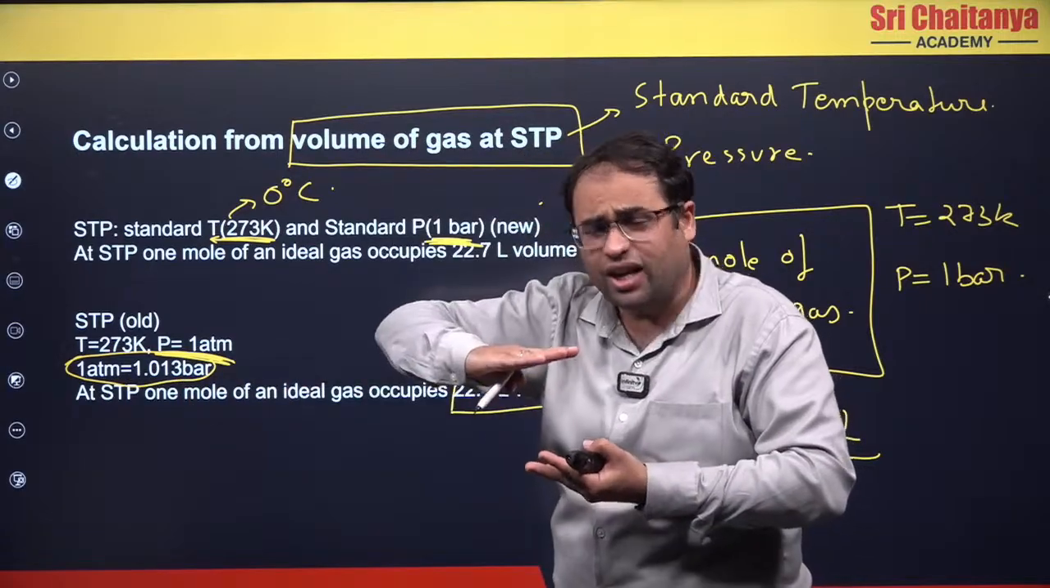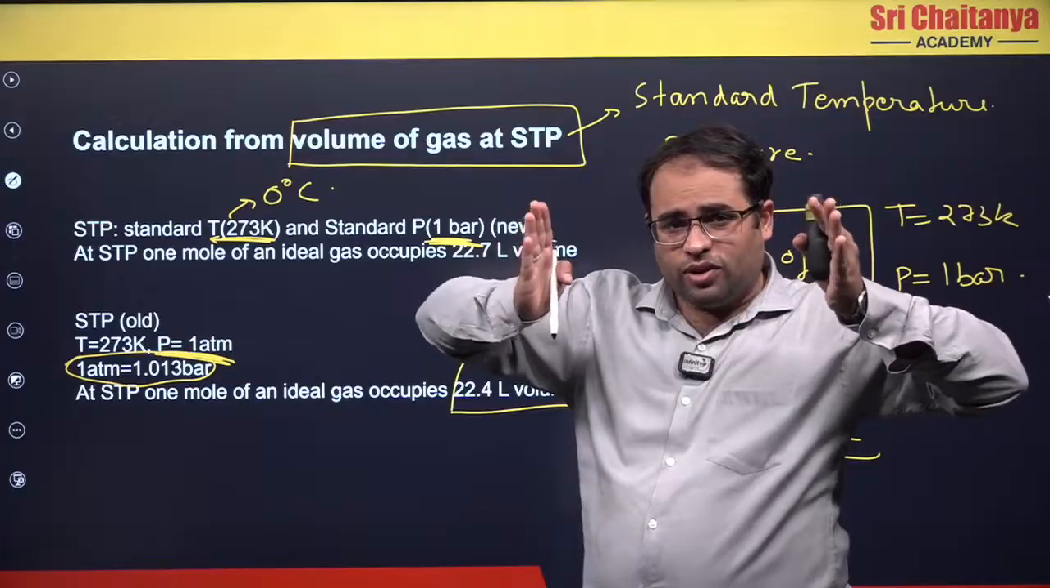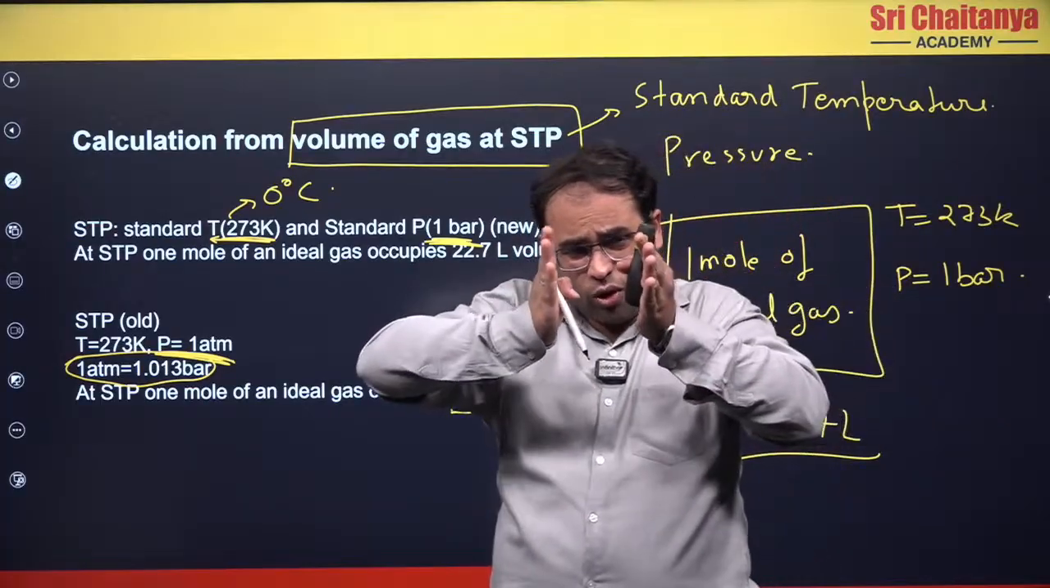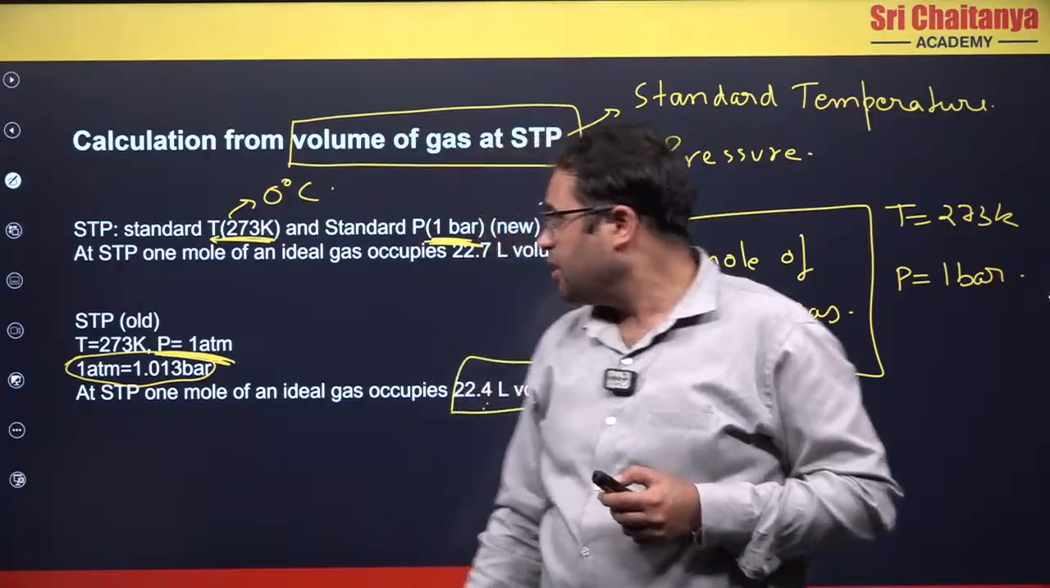So when you increase the pressure, what happens? If pressure is less, the volume is this much. Increase the pressure, and the volume reduces to 22.4 liters, right?